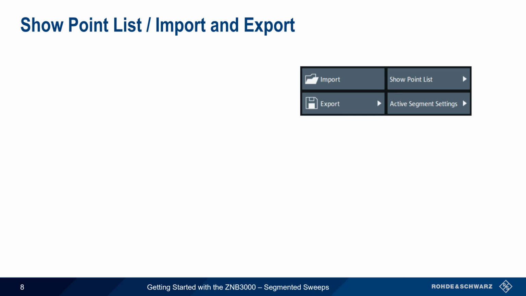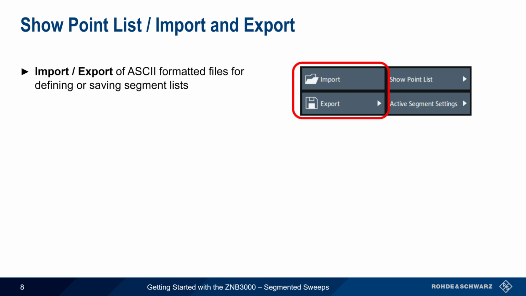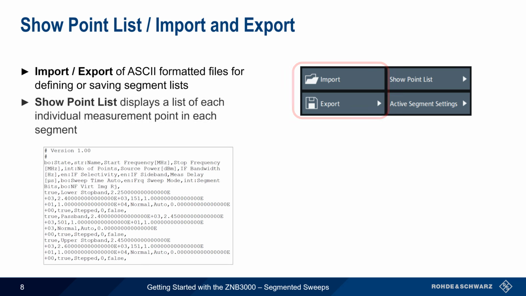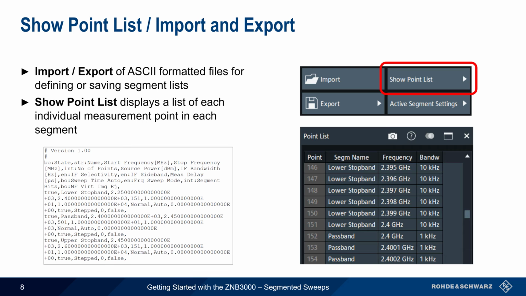There are 2 other useful settings when defining segments. The first is Import-Export, which allows segment tables to be saved as or loaded from an ASCII file. The second is Show Point List, which displays a list of each measurement point in the sweep, along with its segment name and bandwidth.